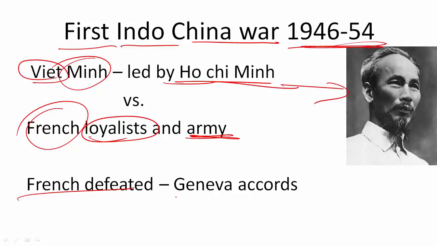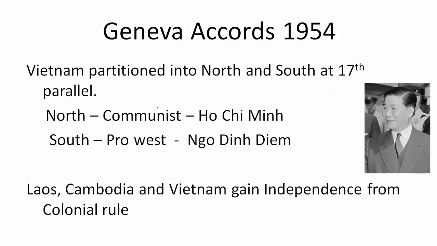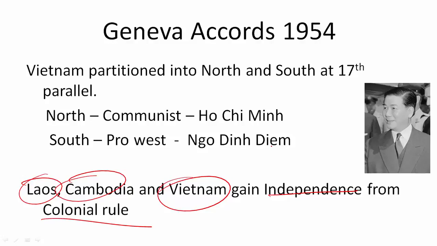And finally, in 1954, the Geneva Accords were signed. What was there in the Geneva Accords? Firstly, Laos, Cambodia and Vietnam, all three became independent. And France finished its colonial rule. So it was the end of colonialism. But the country of Vietnam was partitioned into north and south temporarily. Okay, that is very important. The partition line was the 17th parallel.